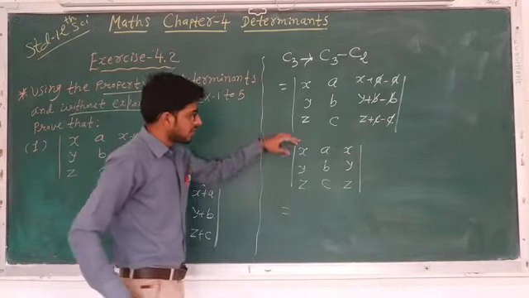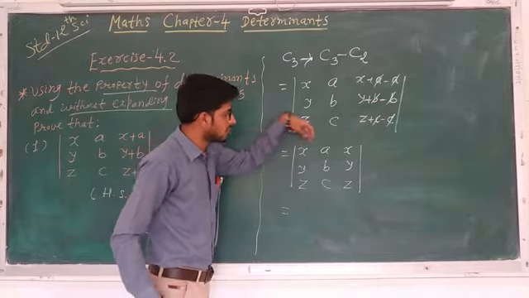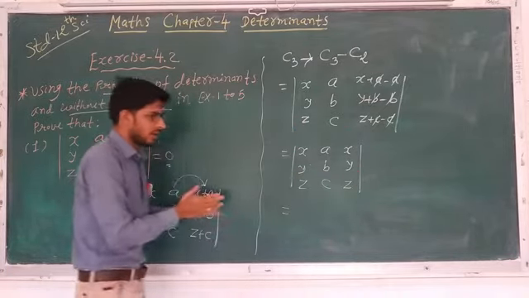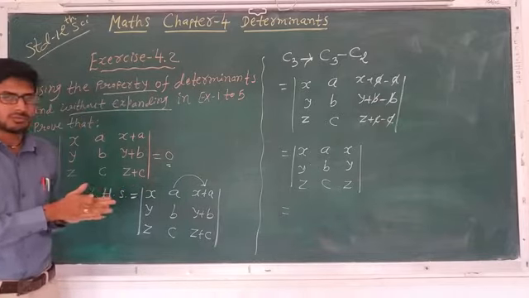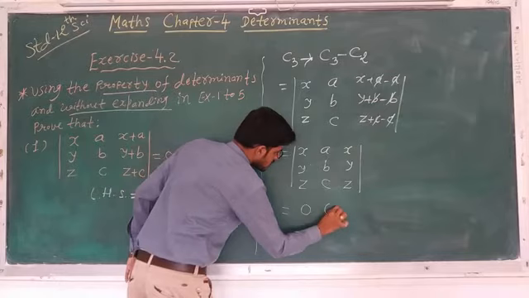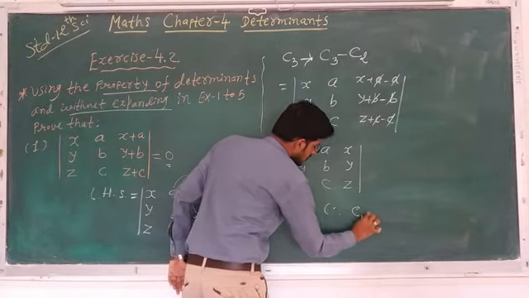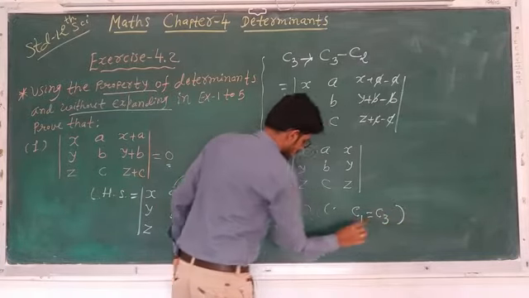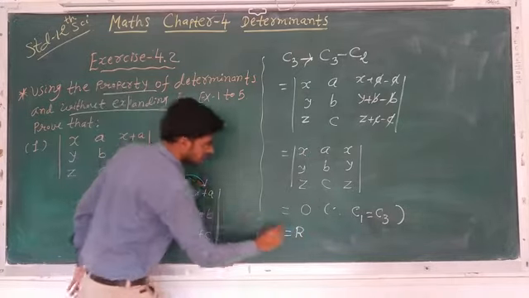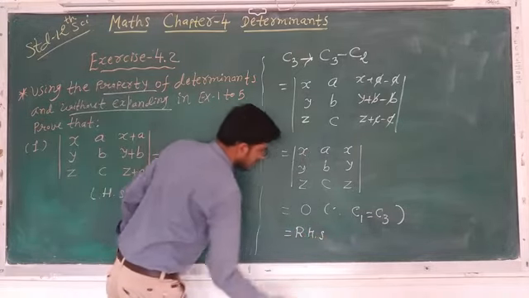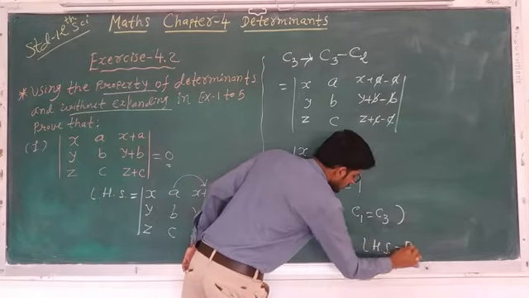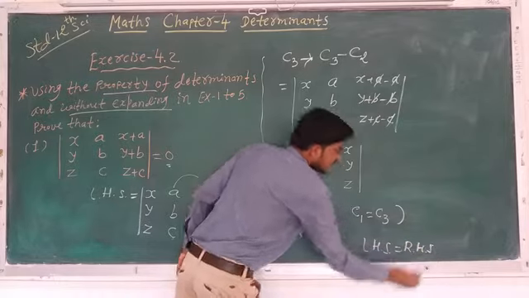Now observe that here the first and third columns are the same, x, y, z. So its value is equal to 0, because of property number 4. Here the answer is 0 because C1 is equal to C3. Therefore, left hand side is equal to right hand side.